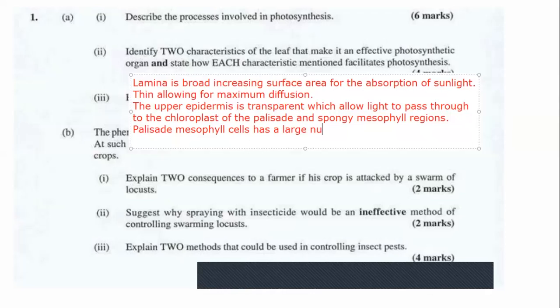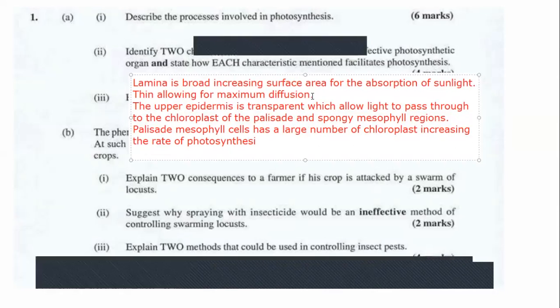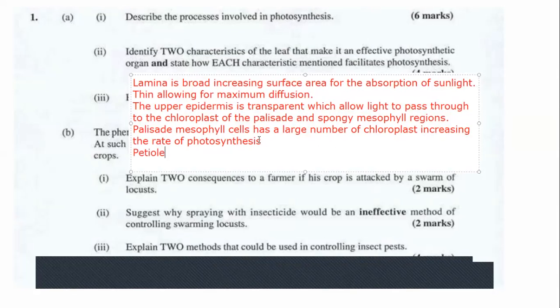I like that. What else? Miss, the petiole. How is this beneficial to the plant in the process of photosynthesis? Miss, it's set at a 90-degree angle to capture more sunlight.